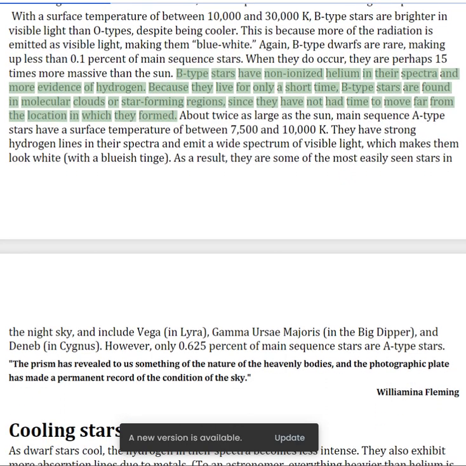B-type stars have non-ionized helium in their spectra and more evidence of hydrogen. Because they live for only a short time, B-type stars are found in molecular clouds or star-forming regions, since they have not had time to move far from the location in which they formed.